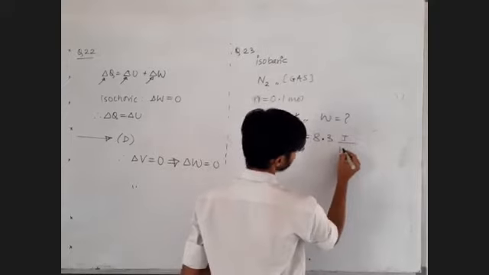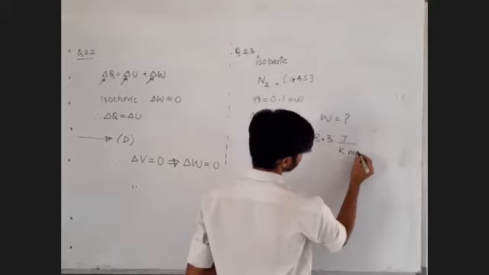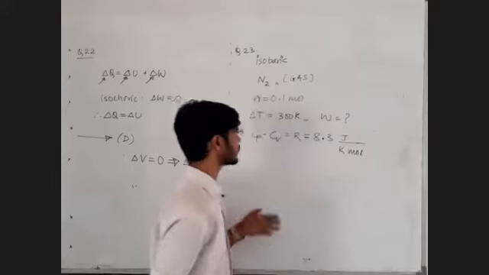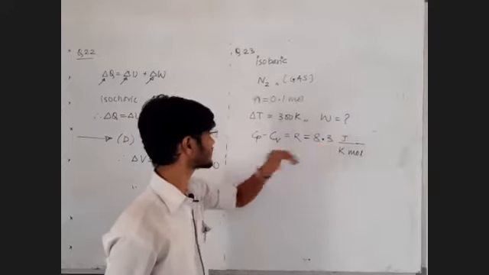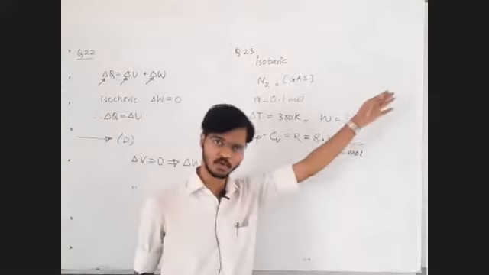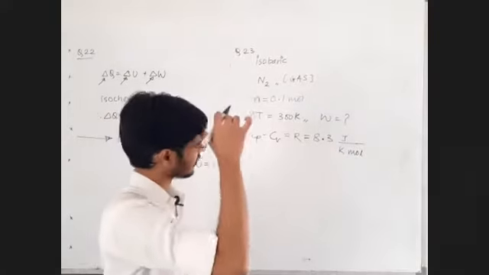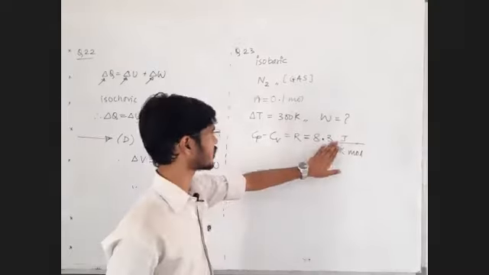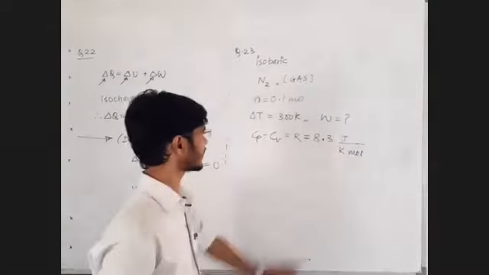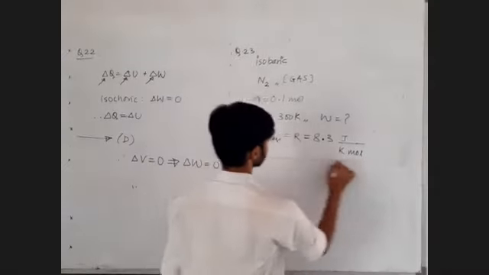Joule per Kelvin per mole. Even if they have not given, we could have always taken it as 8.3. Actually, it is 8.314, but that makes the calculations a little bit complex. So we will generally take 8.3, not 8.314. Fine. So this is the question.